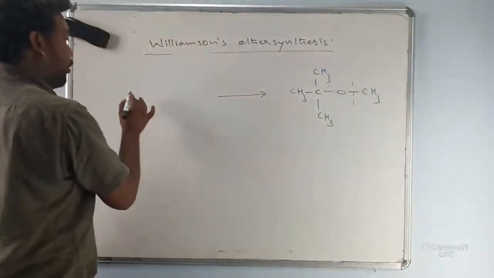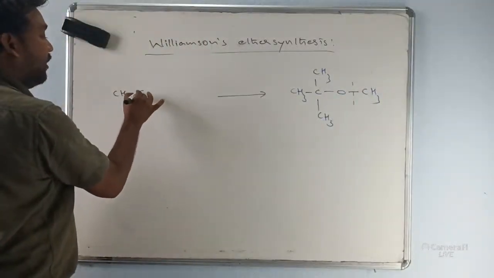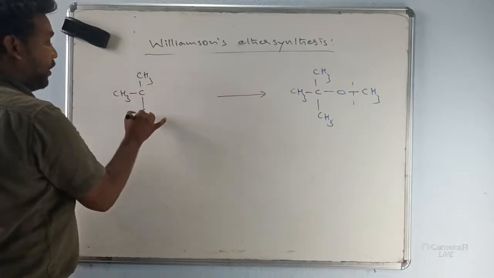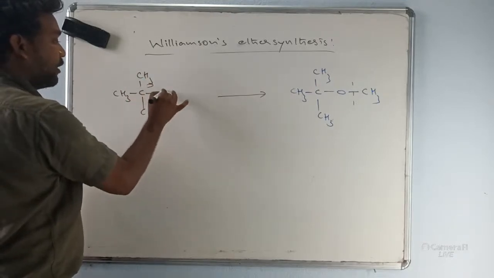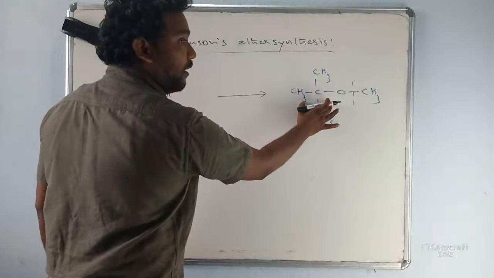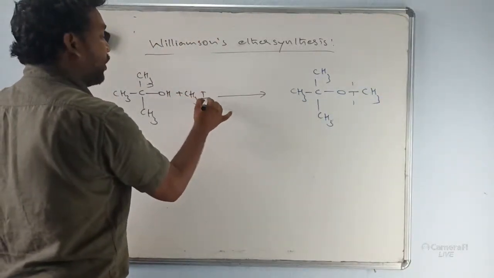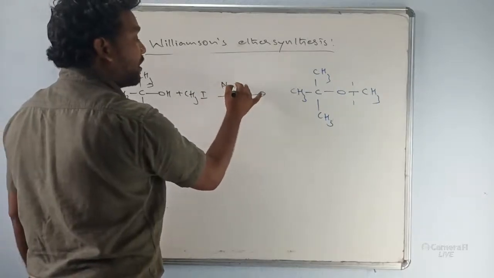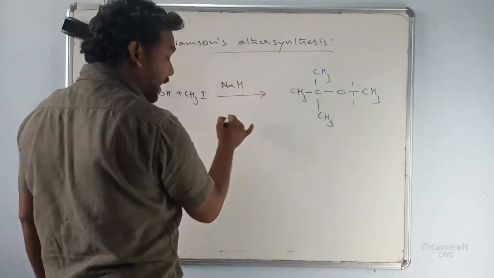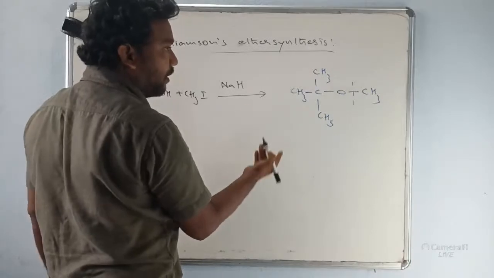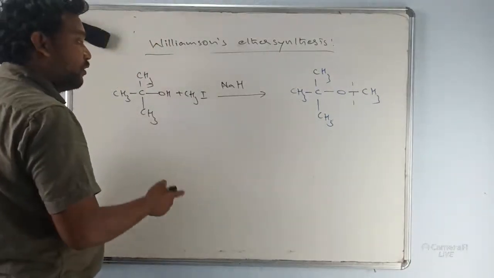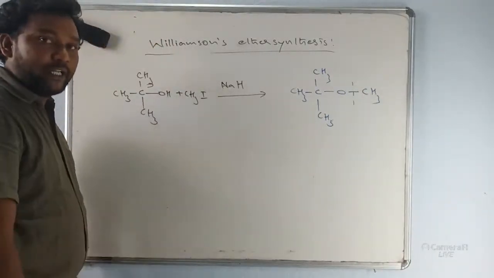So the correct combination is tertiary butyl alcohol. Tertiary butyl comes from the tertiary butyl alcohol, and this comes from the methyl halide. You may take methyl iodide, in a strong base like sodium hydride or sodamide or sodium metal. Anything you can use, and you will get this product. This is the correct combination.